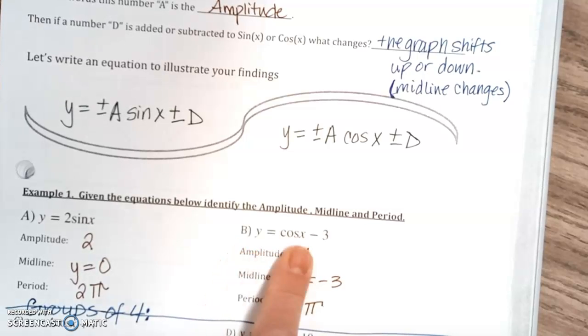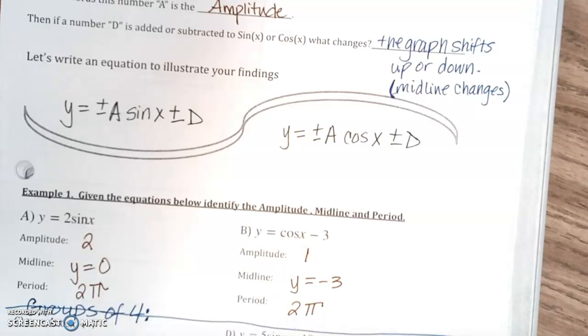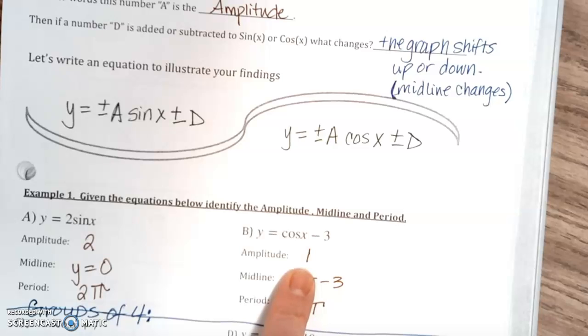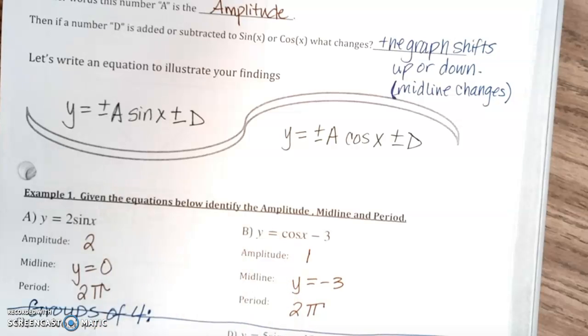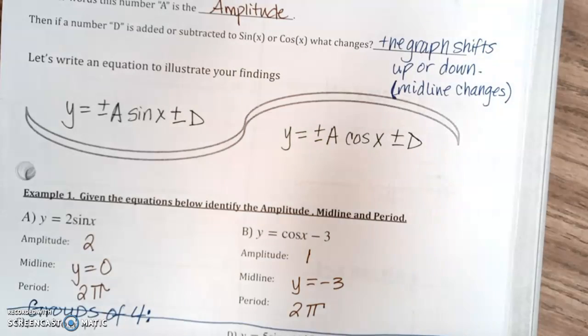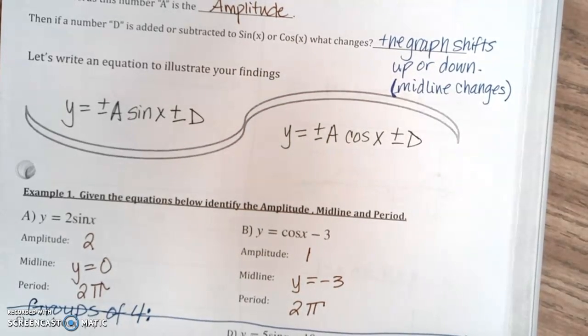Equation B, we have the cosine of x minus 3. The amplitude doesn't change, so it's going to stay at 1. You could even think of it as there's a 1 in front of that cosine of x that you can't see, right? So there's always a 1 there. And then the midline is going to move down 3 because it's minus 3 right there. So your midline will be at y equals negative 3. Nothing's going to change about the period, so it's going to stay at 2 pi.